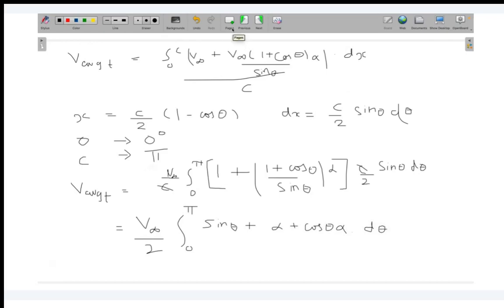So this would basically become v infinity by 2. Sine theta, integral of it will be nothing but minus cos theta, applying the limits 0 to pi. Integral of alpha will be nothing but alpha into theta, 0 to pi, right? And this would be alpha into sine theta, 0 to pi.